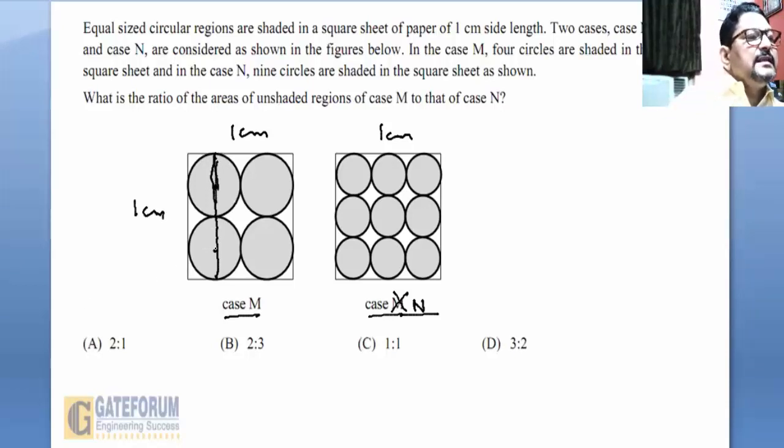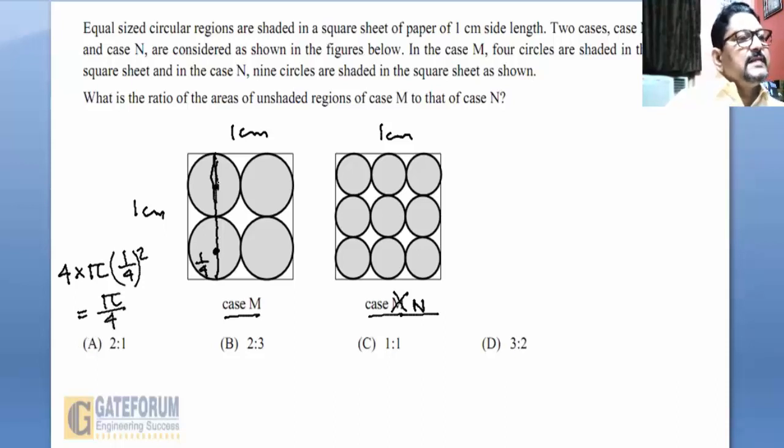Naturally, we can say that the radius of each circle would be 1/4 centimeter. So the area of the 4 circles would be how much? 4 × π r², that is equal to π/4. So that is the area of the shaded portion.